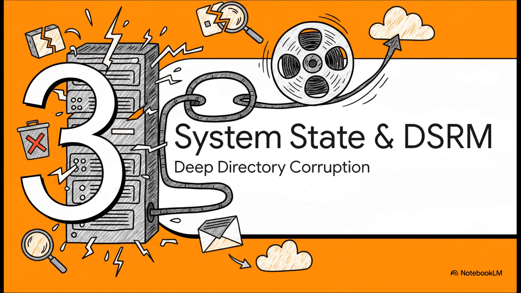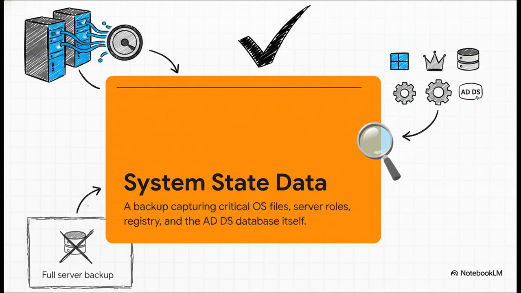When the recycle bin is insufficient, you must fall back on traditional backup and restore methods. To restore Active Directory, your backup cannot just be a standard file copy. It must include system state data. System state is a specialized backup capturing critical operating system files, server roles, the registry, and most importantly, the ADDS database itself. Please note this distinction carefully, as it frequently appears on exams.